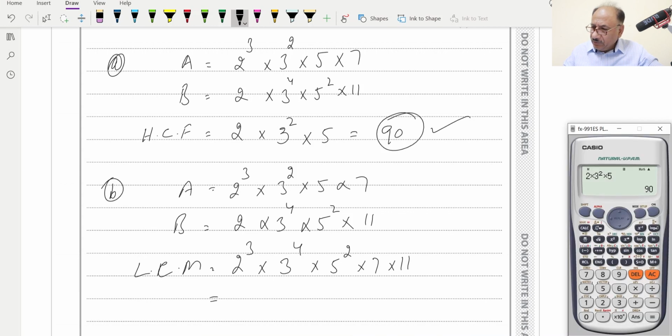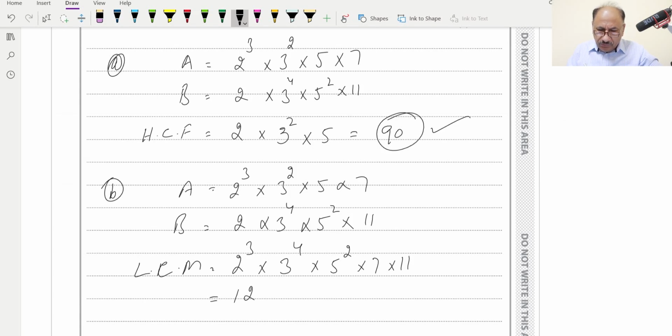We will multiply: this will be 2 cubed multiplied by 3 raised to the power 4, further multiplied by 5 squared, multiplied by 7 and multiplied by 11, and this will be equal to 124740. This will be the LCM.